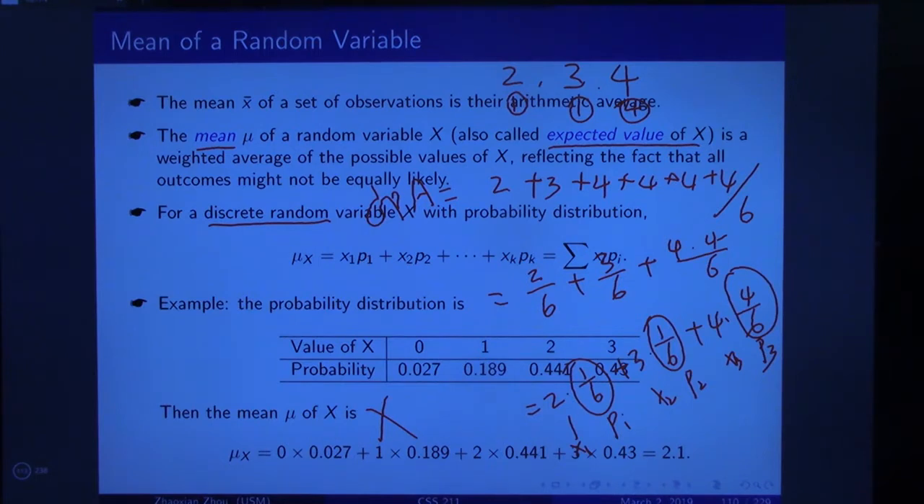So from this example, I want to show you the difference between the mean of a random variable x and the mean of a sequence we discussed in chapter 1.